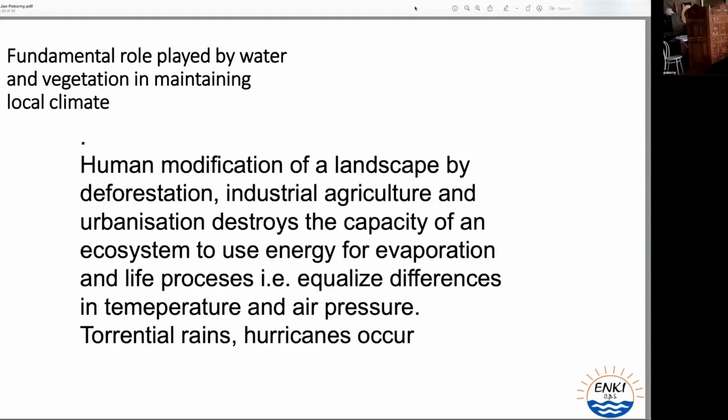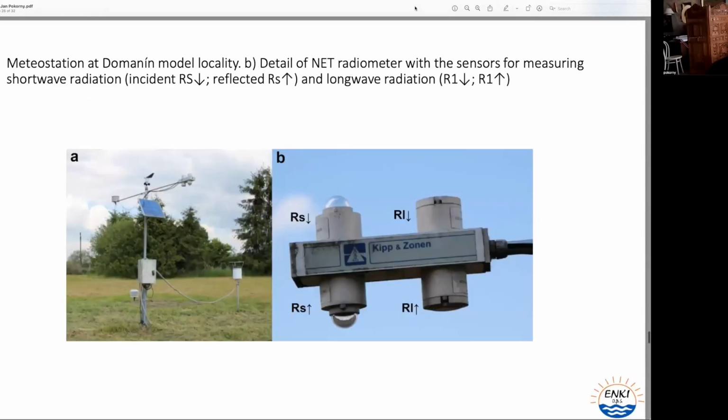Next one. So human modification of landscape by deforestation, industrial agriculture, urbanization destroys the capacity of ecosystem to use energy for evaporation and light processes, equalize differences in temperature and air pressure. Then we have torrential rains, hurricanes, and so on. Next picture. And now, I have a look on time, it's okay.